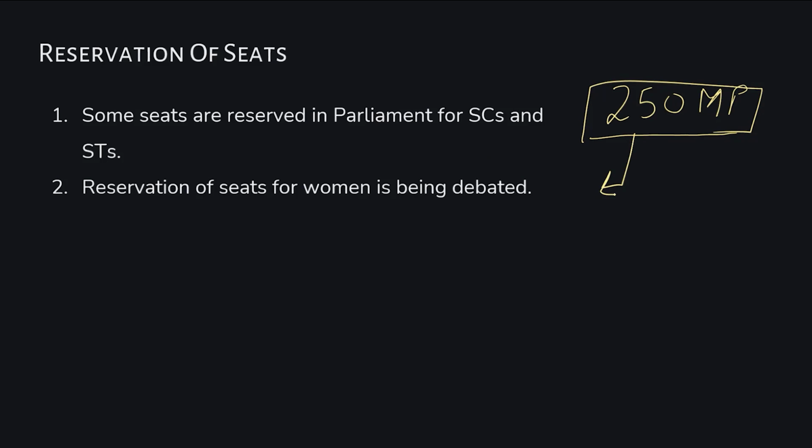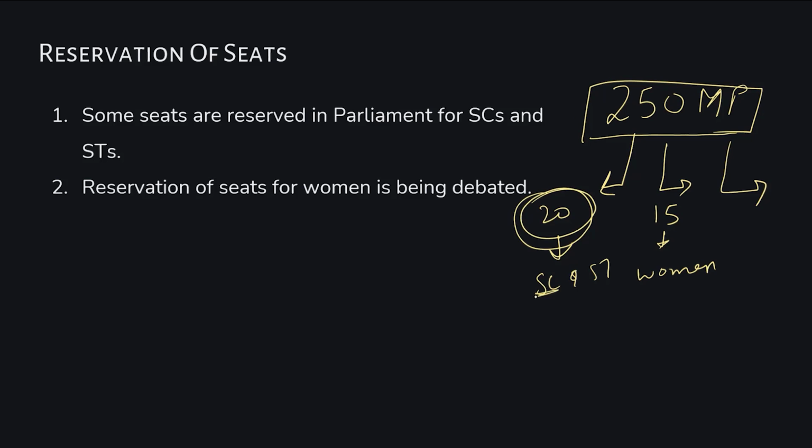under which let's assume that 20 are reserved for the SCs and STs only, and 15 for the women, and the rest for the other people who belong to Bharatiya Janata Party, Congress and other parties, also the regional parties and the members from the rural areas. So these 20 seats are only reserved for the SCs and STs, and these 15 seats are only reserved for the women. That means in this particular sector where these 20 seats are reserved for the SCs and STs, no other member can grab this seat. These seats are only reserved for the SCs and STs.